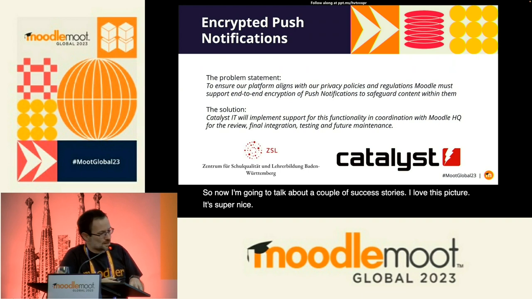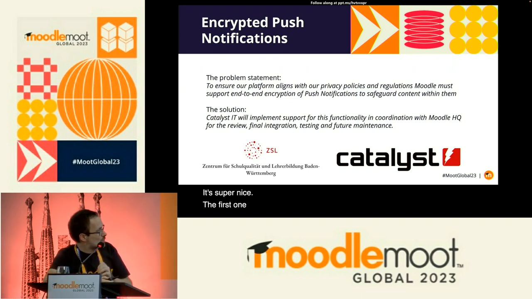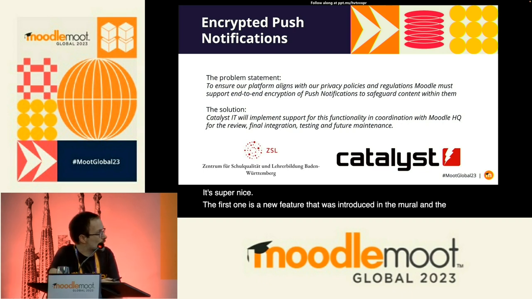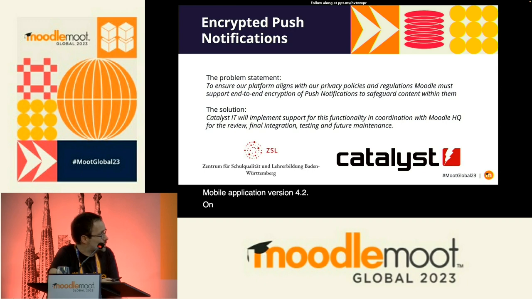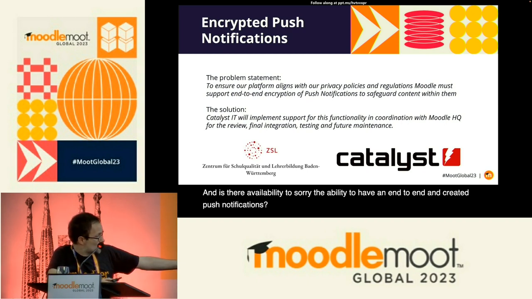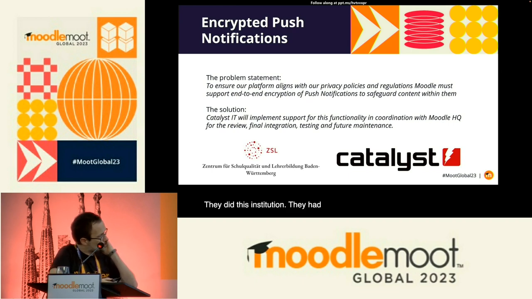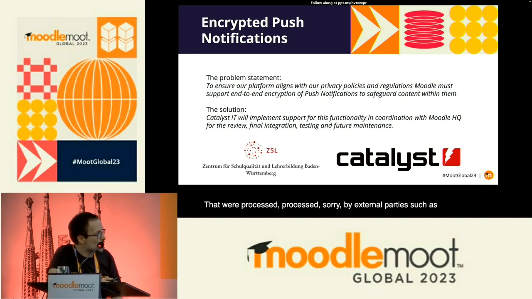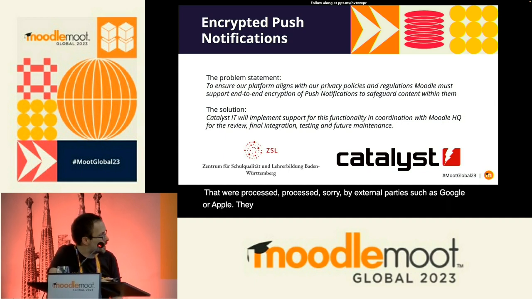The first one is a new feature that was introduced in the Moodle LMS and the Moodle mobile application version 4.2, and it is the ability to have end-to-end encrypted push notifications. This institution had a need to ensure that all the push notifications that were processed by external parties such as Google or Apple were encrypted to ensure privacy. And then they reached us.